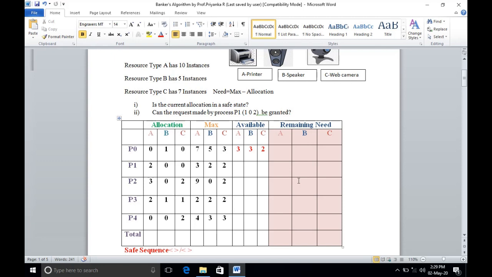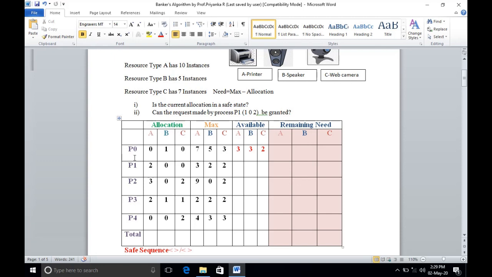Moving forward, the next column indicates the maximum need of the resources by each of the processes. And available is also given. If it is not given, I'll teach you how to calculate the available also. At later stages, we are supposed to calculate the remaining need of the processes.